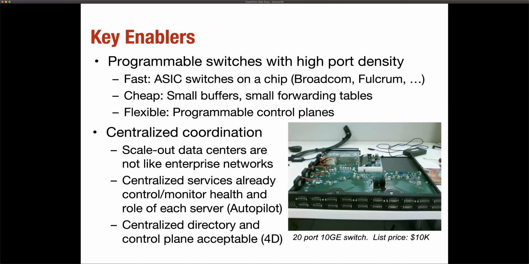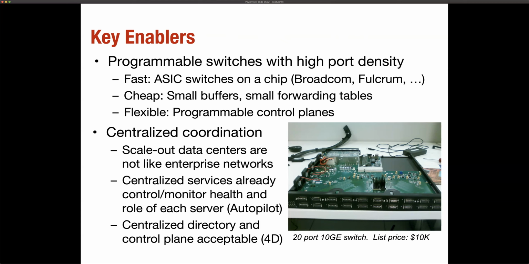The key enabler, which we discussed briefly earlier as well, is that you have programmable switches with high port density, right? Which means few switches with high port density can be used to build these type of networks. These switches are fast, cheap, and flexible. They are fast because you have the ASIC switches on a chip, and they're cheap because of the small buffers, small forwarding tables, things that we were discussing earlier. And then they're flexible because the control plane is programmable, and that can be programmed separately. So the data plane control plane separation that we were talking about, the control plane is programmable here, right? Which is a desired aspect.